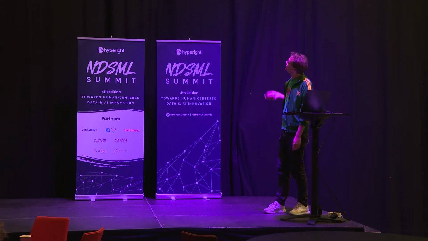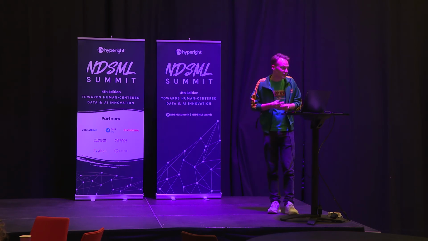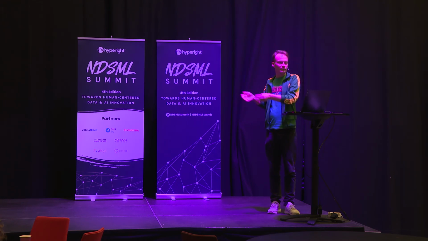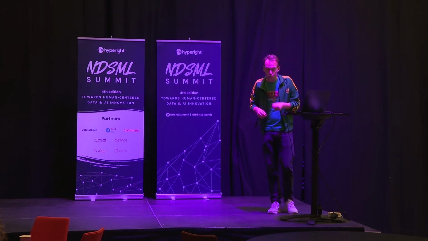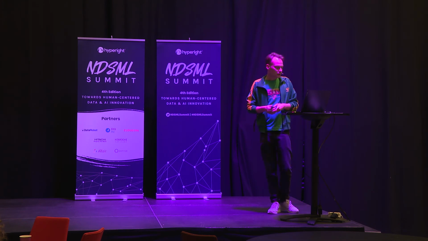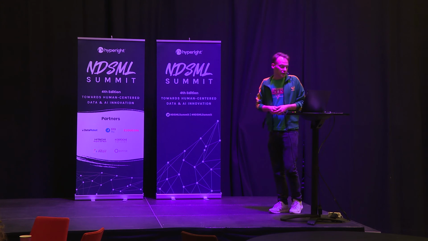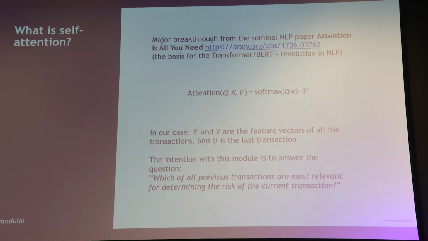Yeah. In our case, K and V are the feature vectors for all our transactions, and Q is the last transaction. So you take your last transaction and project it out onto all the other transactions you had in the past, and you multiply that weighted sum with all the features that you get, and you get some linear combination that is incorporating the transaction history. The intention of this module is to find which of all the previous transactions are most relevant for determining the risk of the current transaction. Right? So this is my model, and now I want to apply these axiomatic attribution models to that.